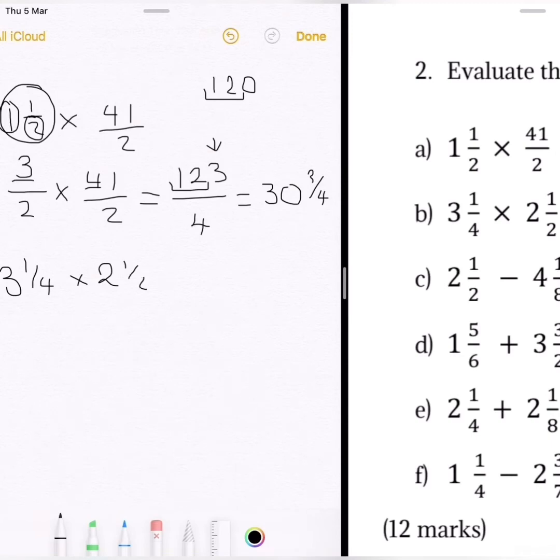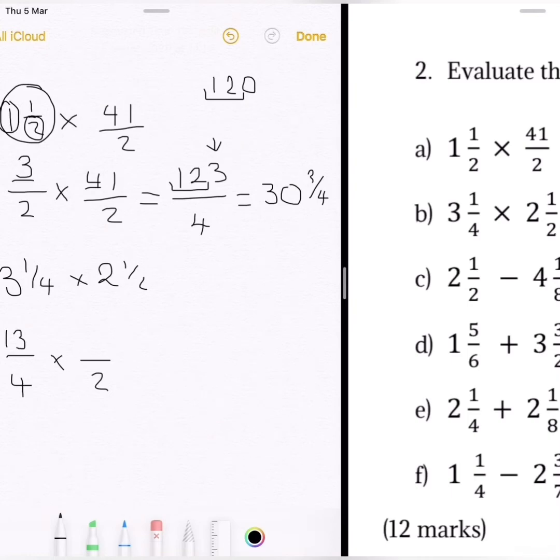Okay, now just like before, we need to get both of these into improper fractions. So the denominator is going to stay the same. So we do 3 times 4, which is 12, plus 1, which is 13.